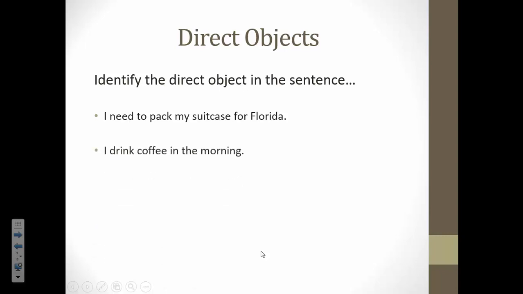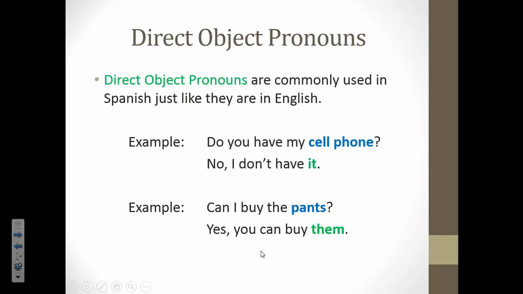I drink coffee in the morning. What do I drink? Coffee. Therefore, coffee is the direct object. She sees Juan in the hallway. Who does she see? Juan. Therefore, Juan is the direct object in this sentence. They buy the shoes for a good price. What do they buy? They buy shoes. Shoes is the direct object.